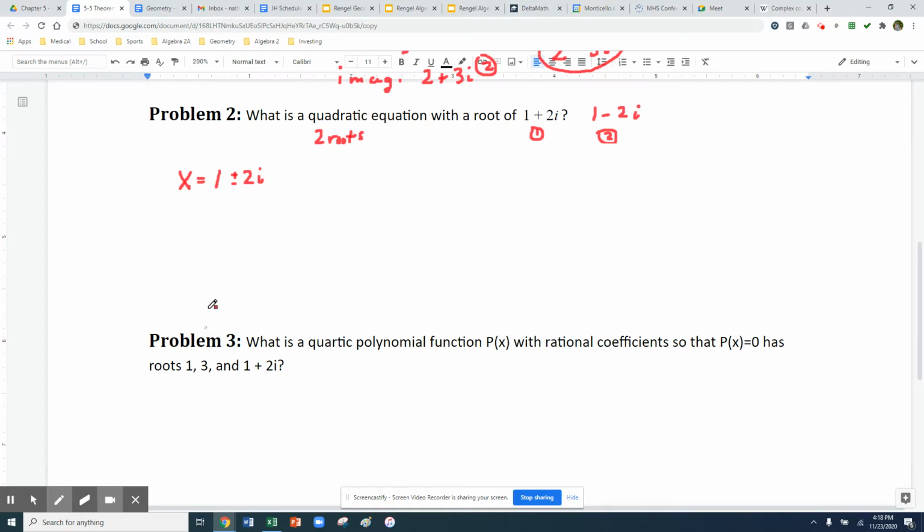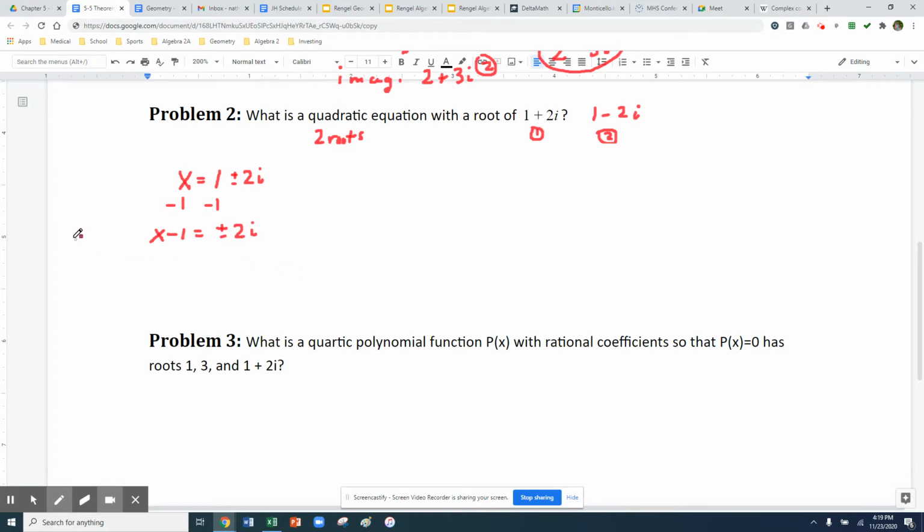Now here's the algebra that we're going to use. We're going to isolate the i, because right now we have an imaginary, and we have to write a quadratic equation that's got all real coefficients. So we're going to get the imaginary part isolated. So we got x minus 1 now is equal to plus or minus 2i.